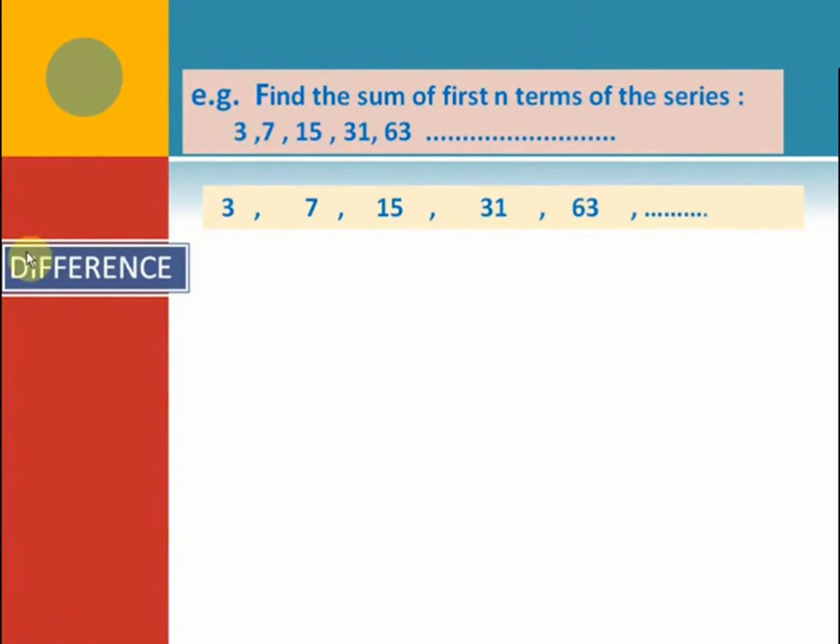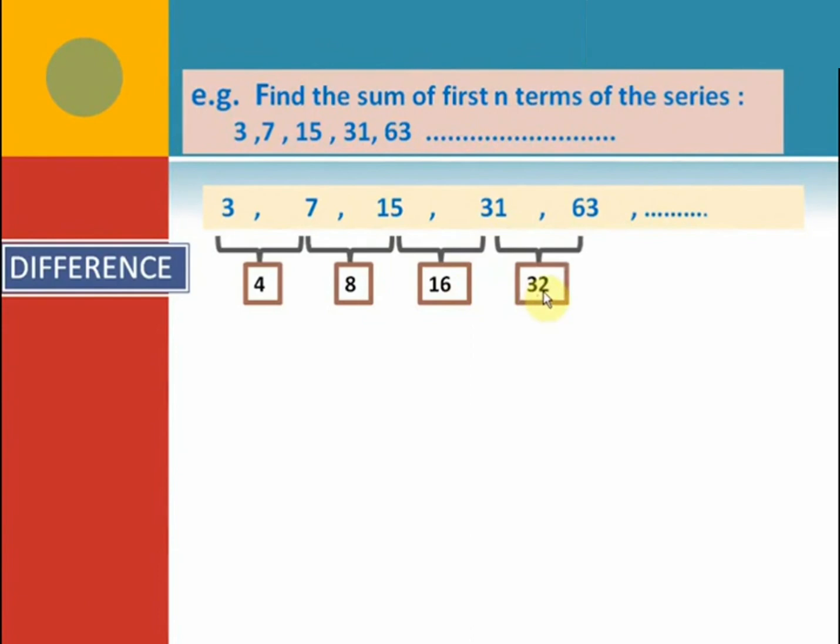Now once again we are going to find out the difference between the successive terms. For this case it's equal to 4. In this case it is equal to 8. This case it's equal to 16. This case it's equal to 32.